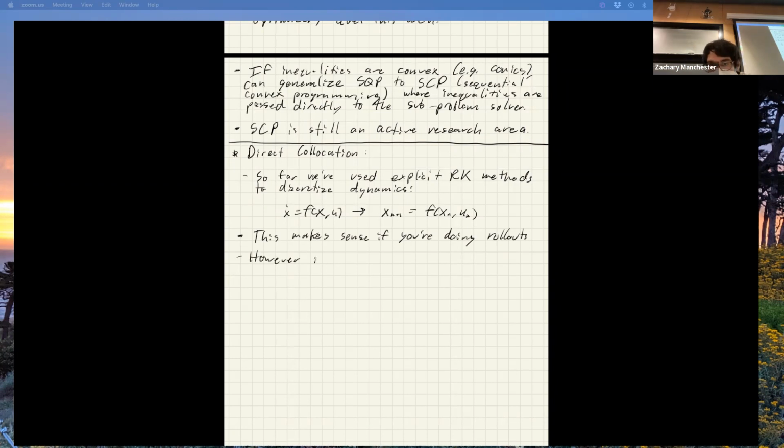So in a direct method, you have your dynamics enforced as equality constraints between knot points. There's no real advantage.